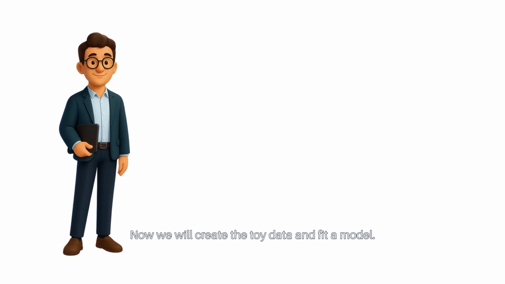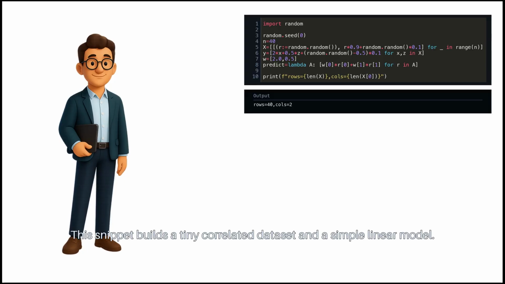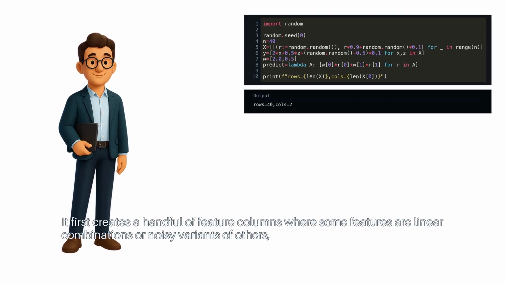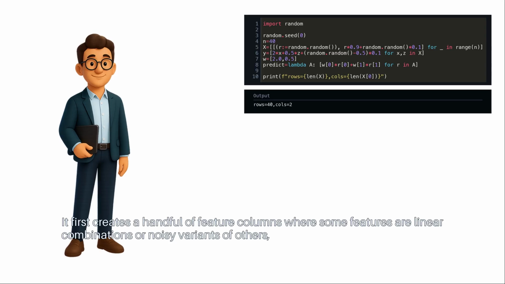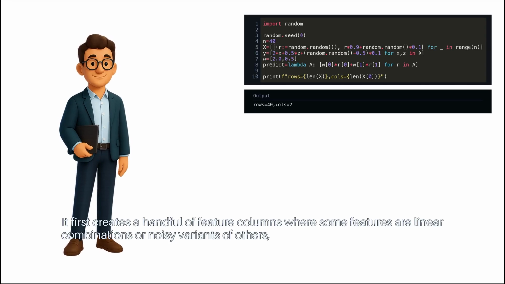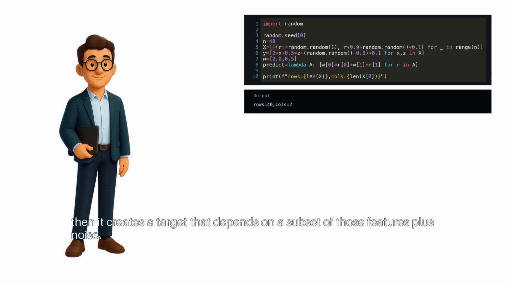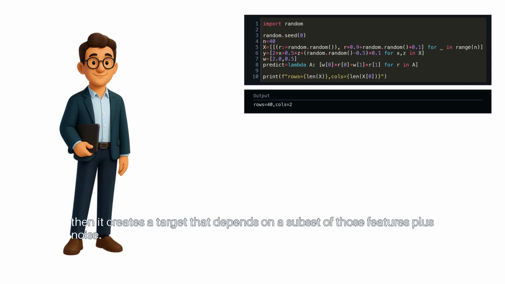Now we will create the toy data and fit a model. This snippet builds a tiny correlated dataset and a simple linear model. It first creates a handful of feature columns where some features are linear combinations or noisy variants of others. Then it creates a target that depends on a subset of those features plus noise.